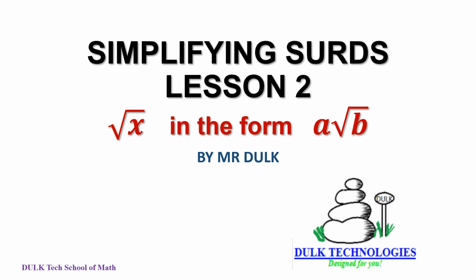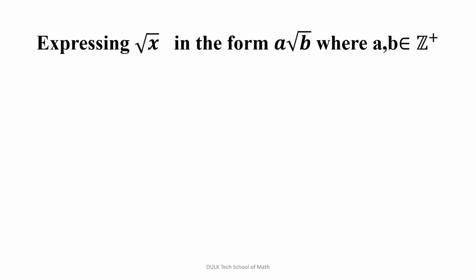Right, today we'll be expressing surds of this form, numbers that are given in this form, in the form a root b. So we'll be expressing the square root of a number in the form a root b, where both a and b are positive integers.